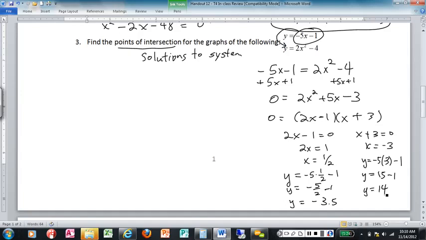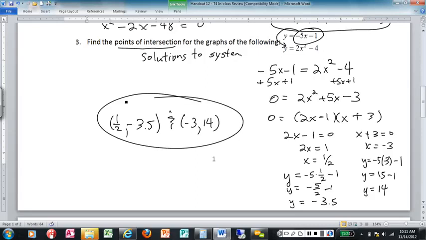So my two answers there, two answers again: 1/2, negative 3 1/2, and negative 3, 14. Did I get those right? Did I do something wrong there? That's what I got before, so I'm okay. All right?